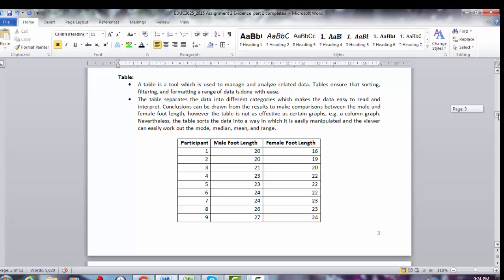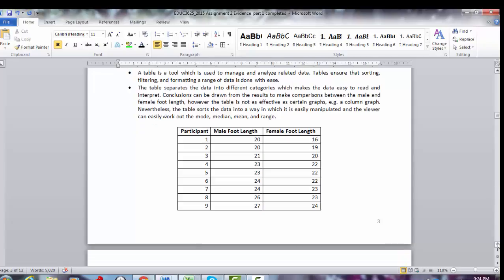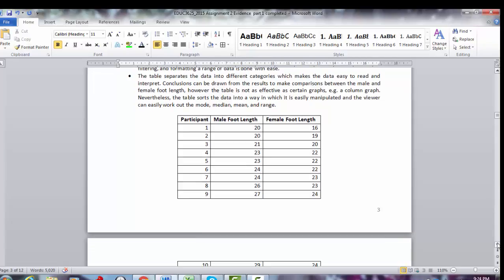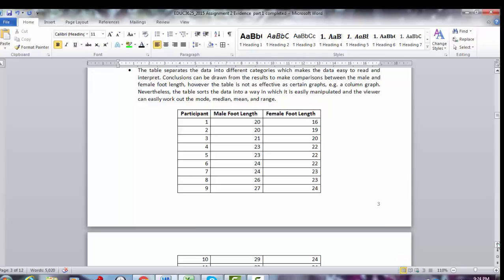So then I went on to create a table. The table separates the data into different categories, which makes the data easy to read and interpret. Conclusions can be drawn from the results to make comparisons between the male and female foot lengths. However, the table is not as effective as certain graphs, for example, the column graph. Nevertheless, the table sorts the data in a way which is easily manipulated and the viewer can easily work out the mode, median, mean and range.